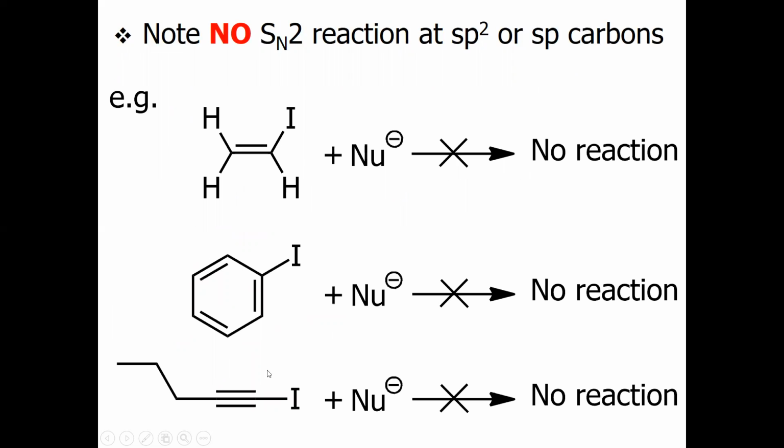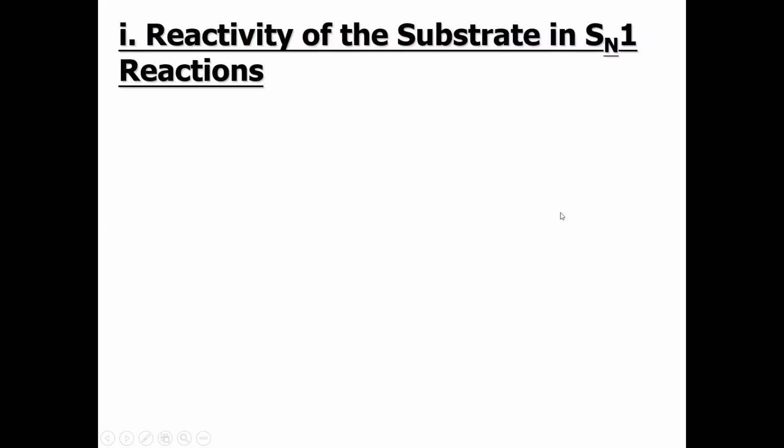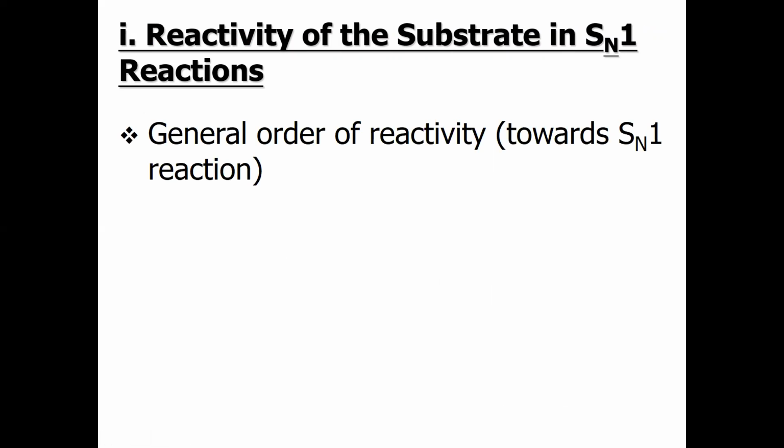Note, SN2 reactions are not possible, or not observed, in vinylic, aromatic, or acetylenic alkyl halides, because substitution is very difficult there. They are all sp2 hybridized. Now let us see how the structure can play its role in the SN1 reaction.